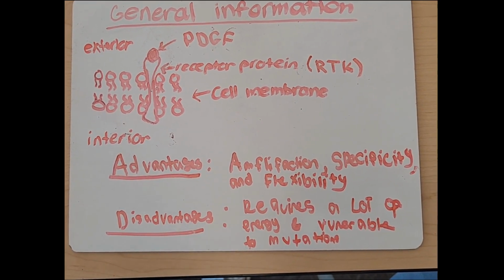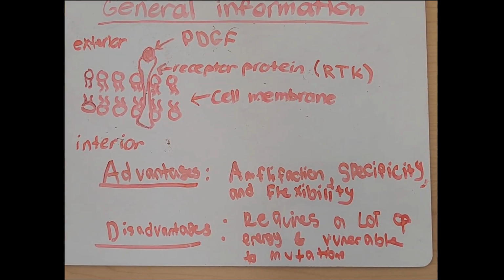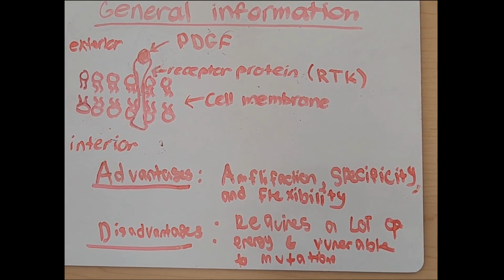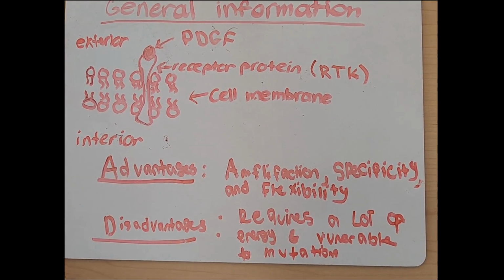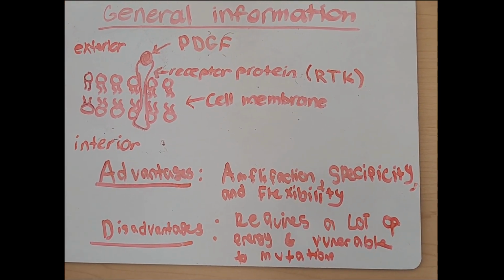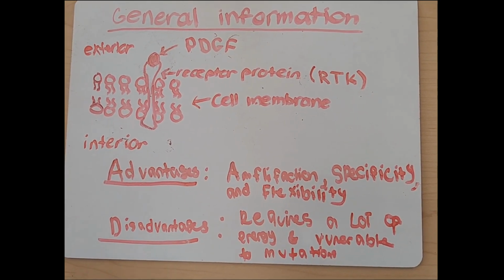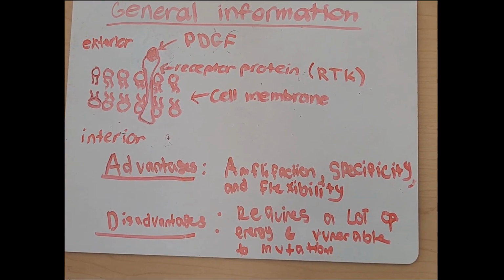However, there are also disadvantages of using receptor tyrosine kinase. The first disadvantage is that it requires energy. It requires proteins and ATP as energy in order for phosphorylation to occur. And it's also vulnerable to mutation events. If RTK is not regulated, it could lead to uncontrolled cell growth, which can ultimately lead to cancer.